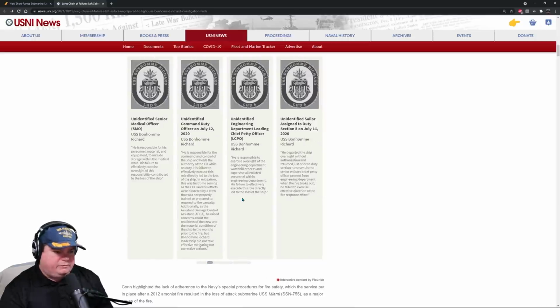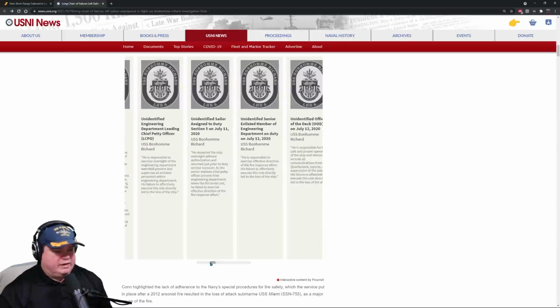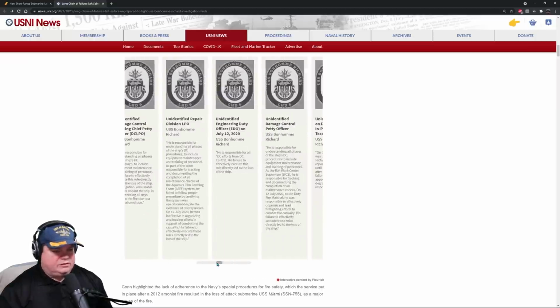LCPO, the leading chief petty officer for engineering department. Interesting. I wonder if the entire goat locker is implicated in this. Another unidentified sailor who was on duty. If you're on duty on watch, you do not depart the ship whenever it's on fire, like apparently this guy did. A senior enlisted member of the engineering department was on duty, so he's implicated.